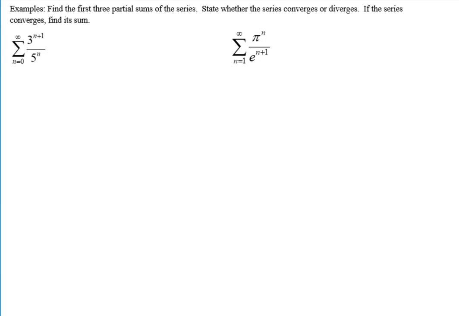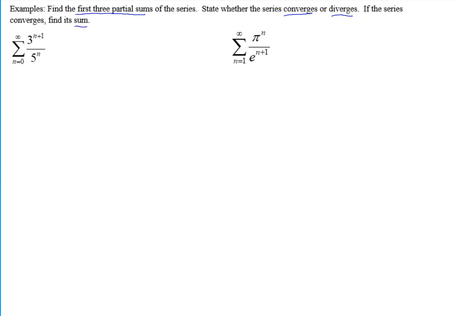These are the notes for AP Calculus on the topic of infinite geometric series. And we're going to first take a look at some more examples of where we're trying to find the first three partial sums and state whether the series converges or diverges. And if the series converges, find its sum.